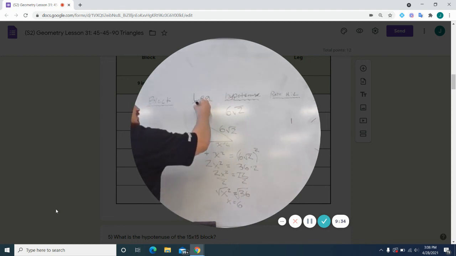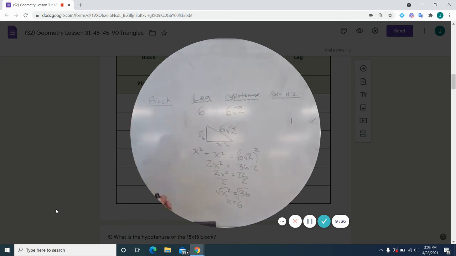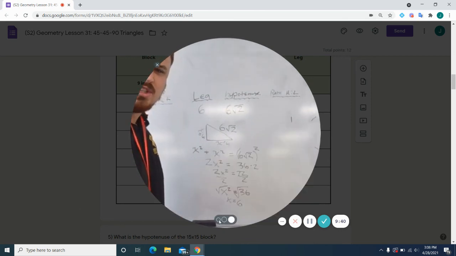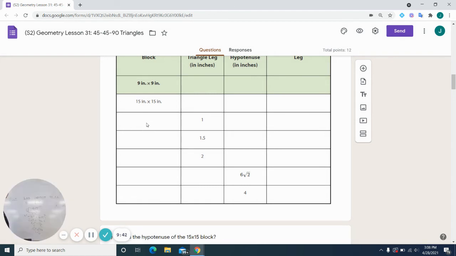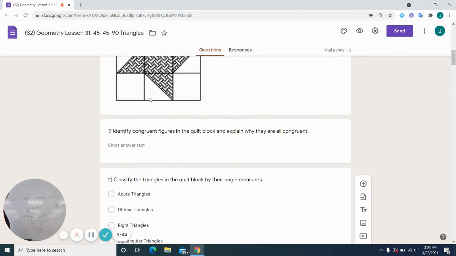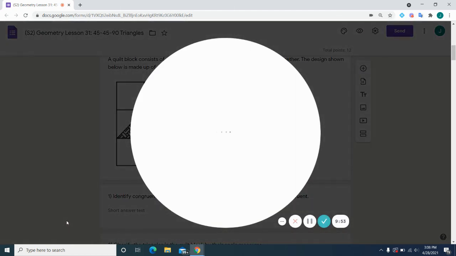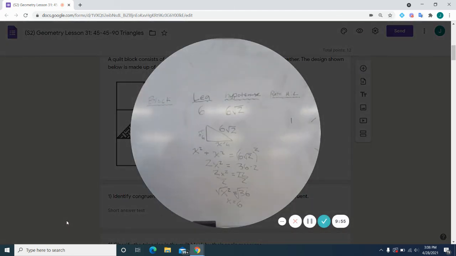So both legs are 6. If you go back and look at what we're doing on the table, when it wants us to find the dimensions of the block, remember, if one leg is 6, that means the side of the square is 6 because there's 3 squares. Just multiply that by 3. So the block must be 18 by 18.